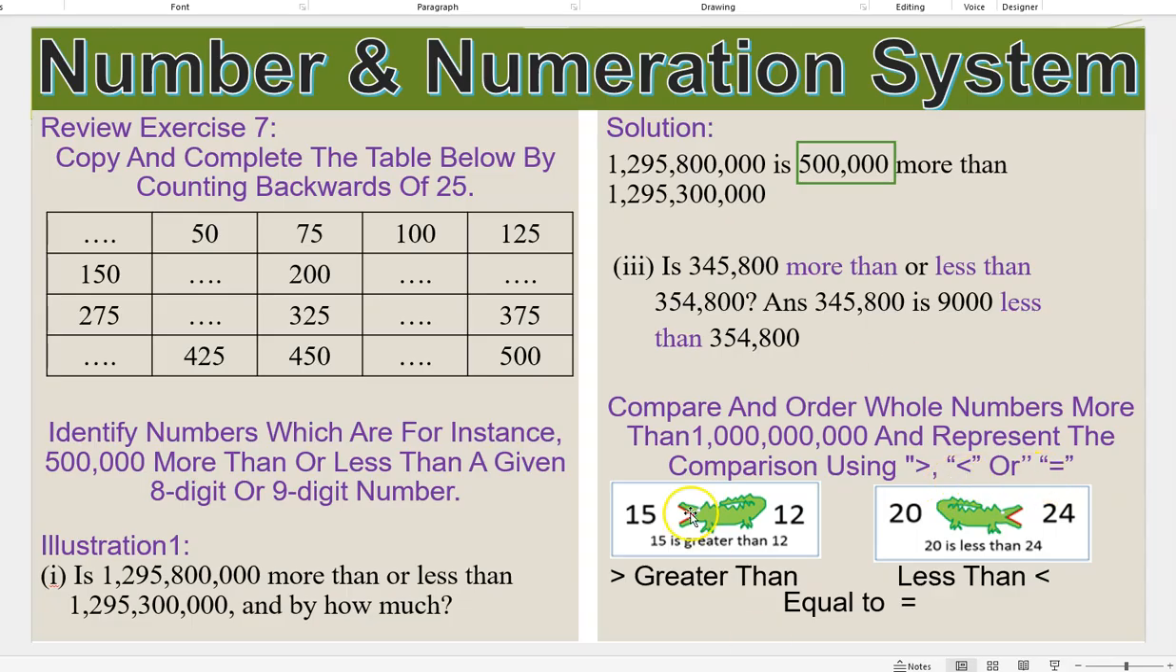Now, looking at this diagram, you could see that the crocodile is trying to bite 15. Why? Because 15 is greater than 12. That is why the crocodile is trying to bite 15. So 15 is greater than 12. On the next diagram, you can see that the crocodile has now turned right toward 24. 24 is greater than 20, which is why the crocodile is trying to bite 24. So always try and position the symbol to swallow or bite the bigger number, be it on the left side or right side. And this is greater than, that symbol is less than, and that is equal to.